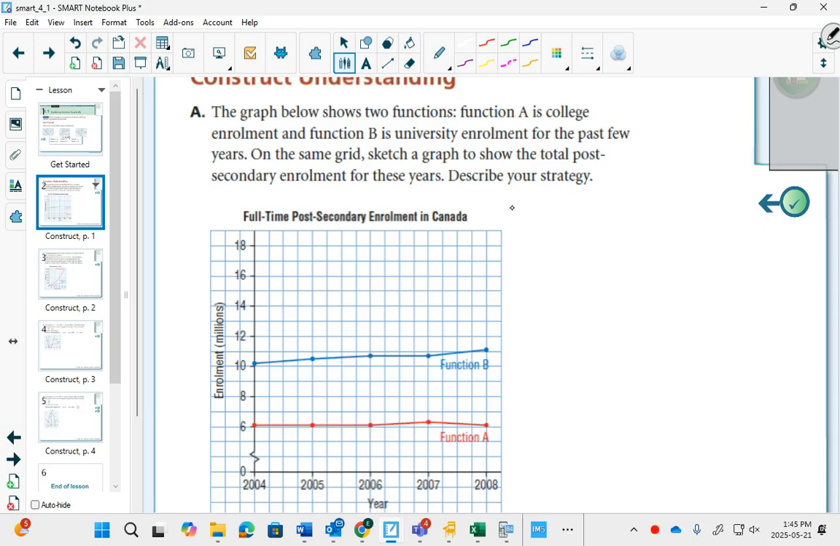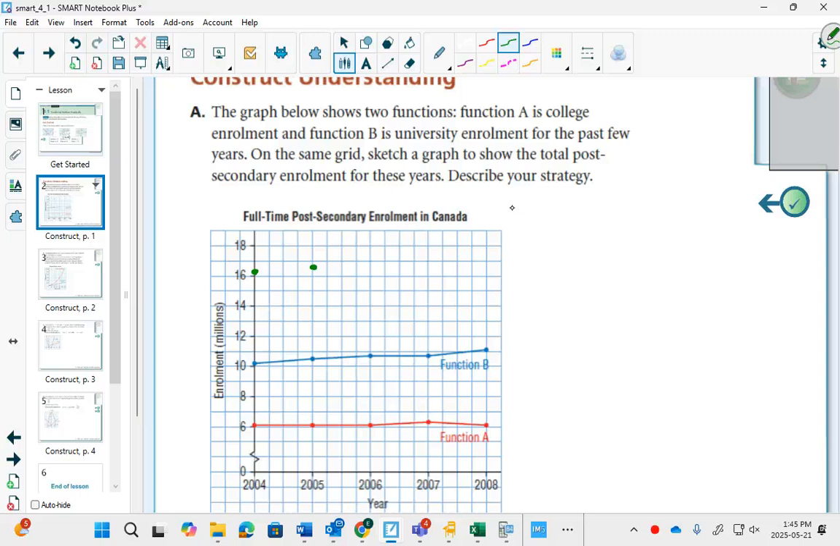together? Well, this graph plus this graph, and in the context, it makes sense. Like if there were 6 million in college and just over 10 million in university, does it make sense when I add those together that I would have got just over 16 million in 2004? In 2005, it would look like it's about the same for college, but like 10 and a half. So I'm going to say this looks like it's going to be 16 and a half in 2005.